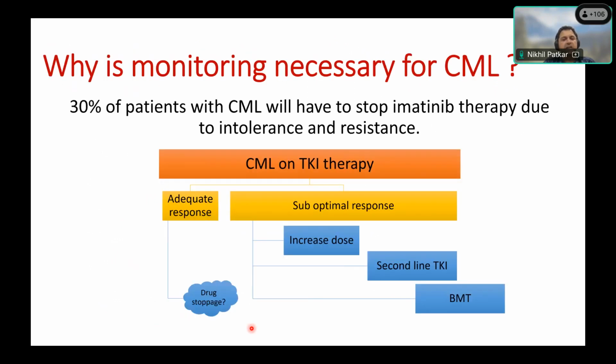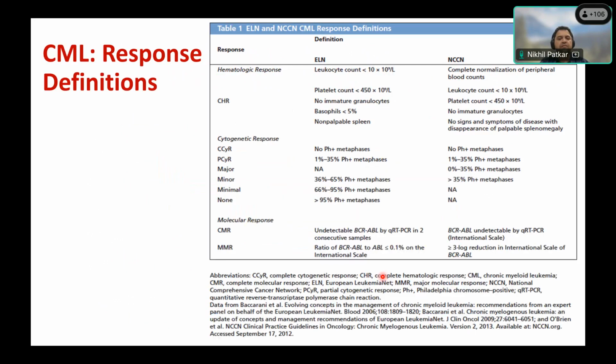So why is this done? It is because 30% of patients with CML have to stop imatinib due to intolerance and resistance. If the patients treated for CML have an adequate response which is sustained, and the patient becomes negative, you can think of stopping the drug. If the patient has suboptimal responses, as you can see by your real-time PCR, you can increase the dose, you can do second-line treatment with TKI, or you can refer the patient to BMT, depending on the type of mutation that you see in the type of resistance.